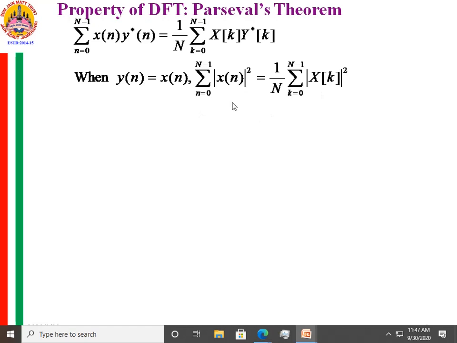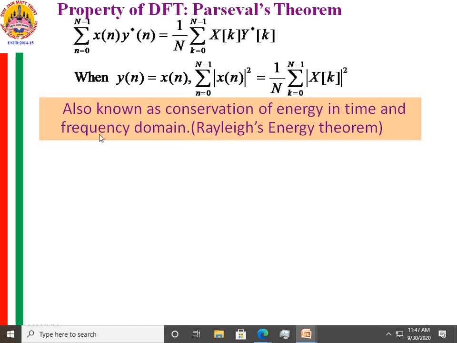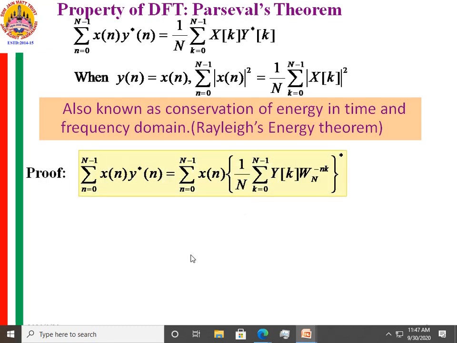This is the theorem. This is also known as the conservation of energy in time and frequency domain, or Rayleigh's energy theorem. Now to prove this theorem, let us start with the left hand side of this equation: summation n from 0 to N minus 1 of x(n) into conjugate of y(n) is equal to summation n from 0 to N minus 1 of x(n).